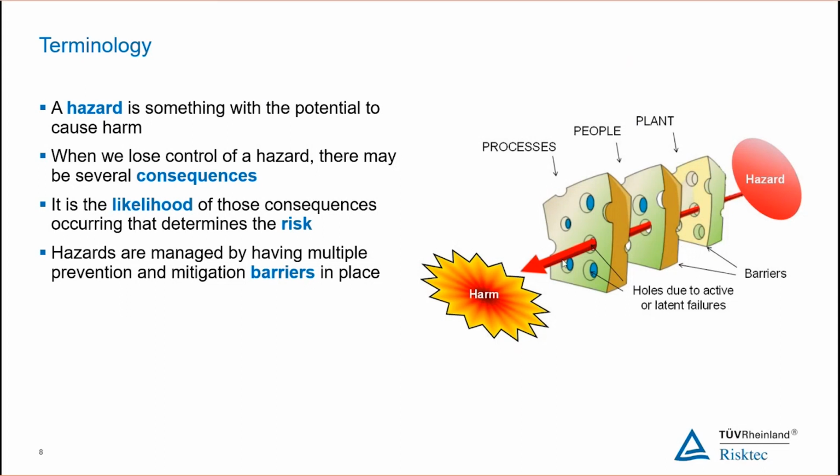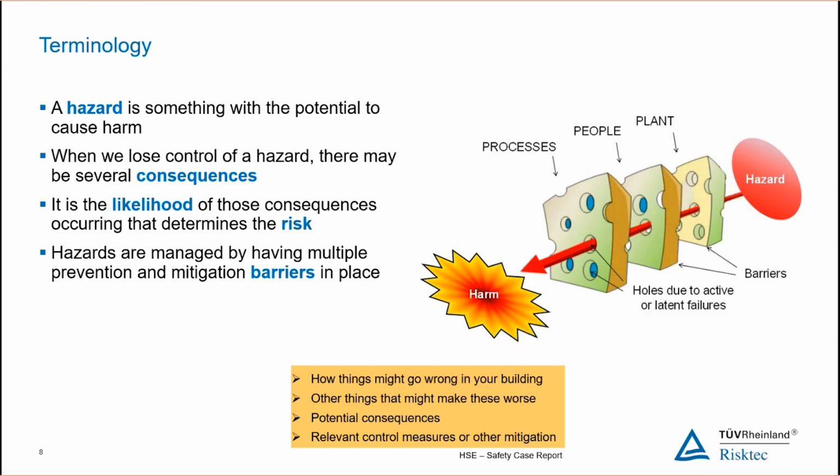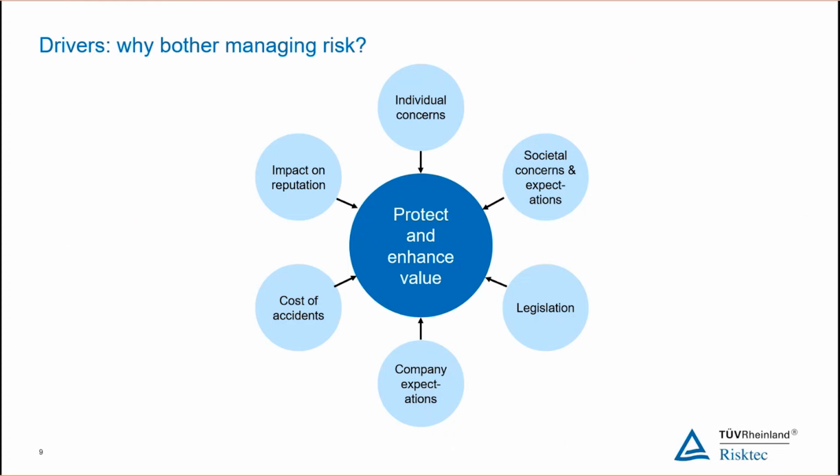Now, there's a number of different drivers. So how things might go wrong in your building, other things that make it worse, the holes, the potential consequences, and the barriers. How do those barriers work at that point? Now, there's a number of drivers as to why people across all industries want to go out and manage those risks. The end objective for all of these is effectively, as I said, the better we understand our risks, the fewer surprises we will have. So we're looking to protect the value, to make sure that harm doesn't occur, that we have better, safer buildings at that point.